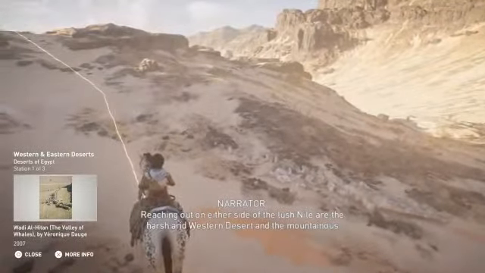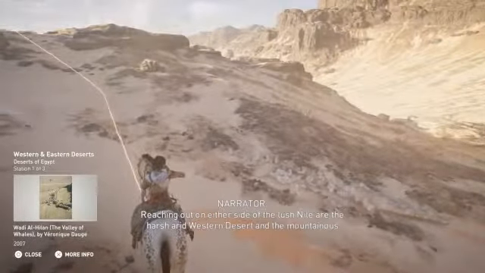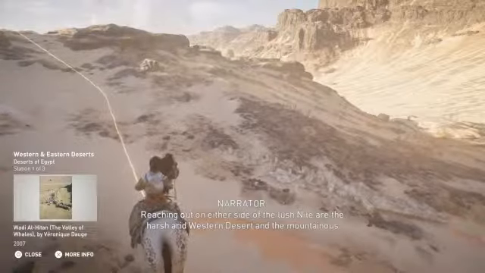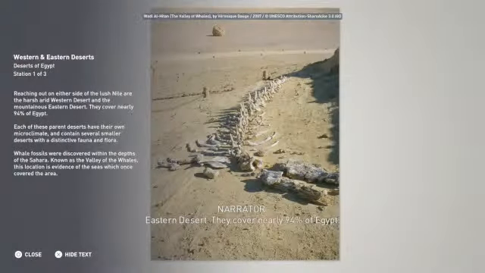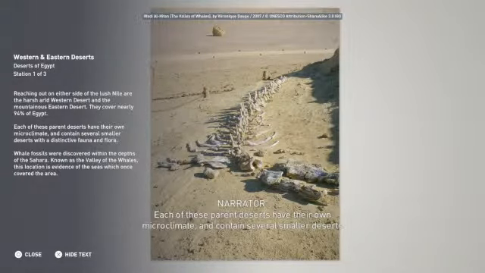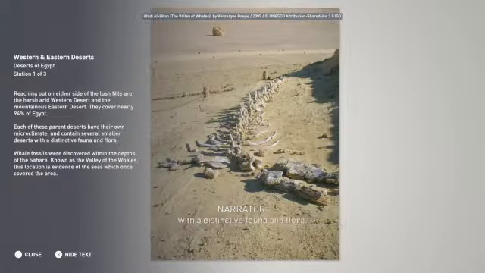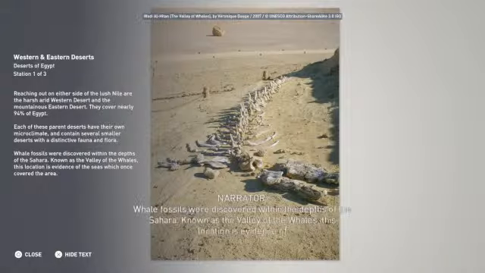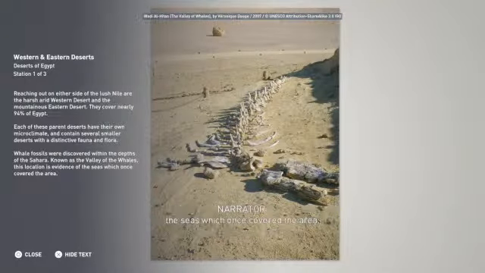Reaching out on either side of the lush Nile are the harsh, arid Western Desert and the mountainous Eastern Desert. They cover nearly 94% of Egypt. Each of these parent deserts have their own microclimate and contain several smaller deserts with a distinctive fauna and flora. Whale fossils were discovered within the depths of the Sahara. Known as the Valley of the Whales, this location is evidence of the seas which once covered the area.